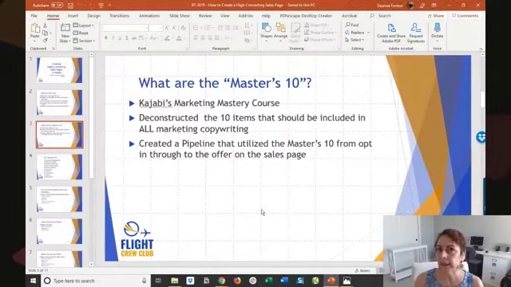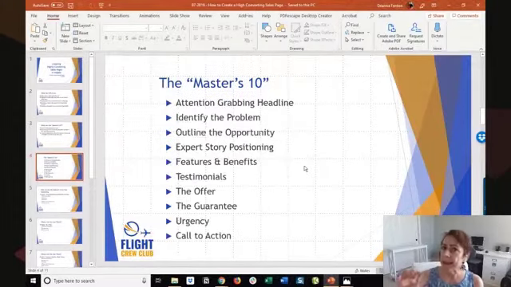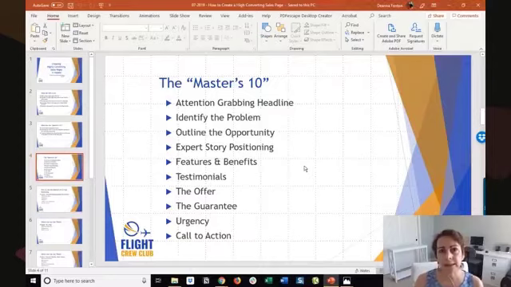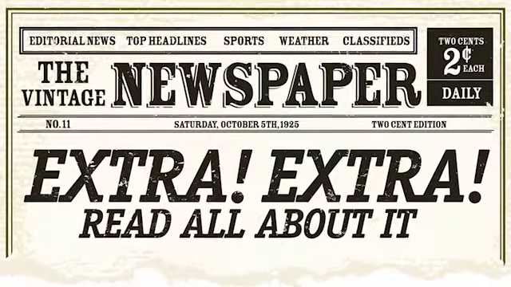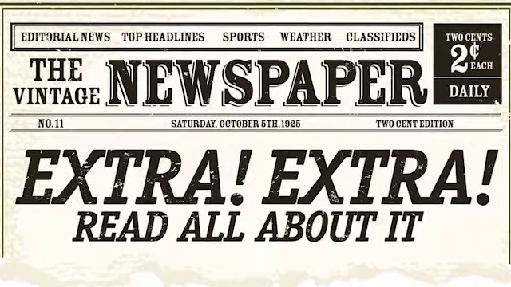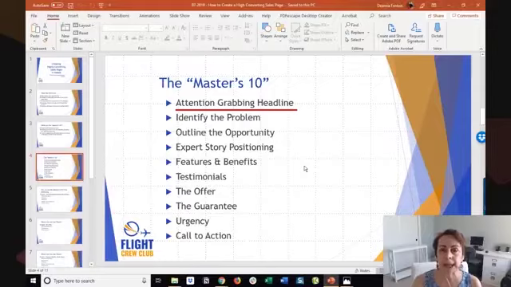What they did was deconstruct everything down to the 10 items that should be included in all marketing copywriting. These are the essential elements that you need to have in your marketing. The first is an attention-grabbing headline. How many times have you heard that, right? We need to make our headlines short, impactful, and communicating to grab attention right away.